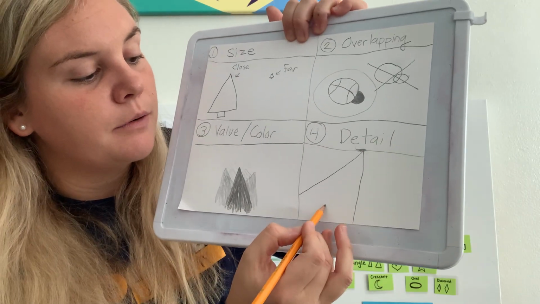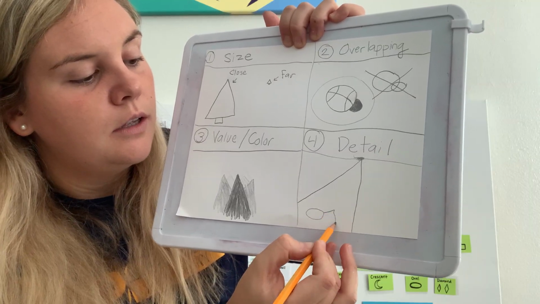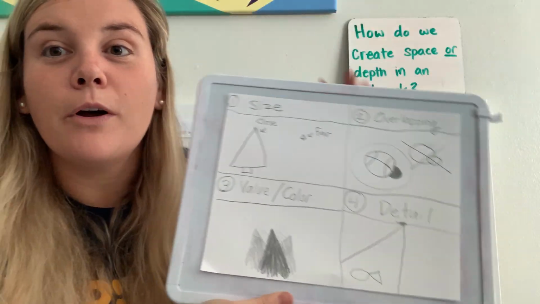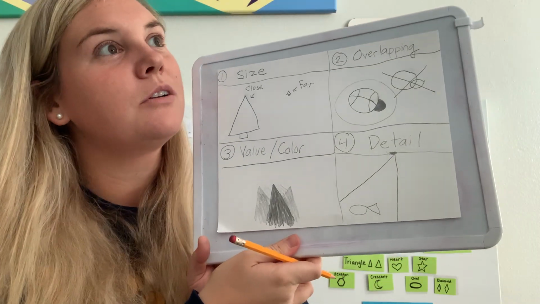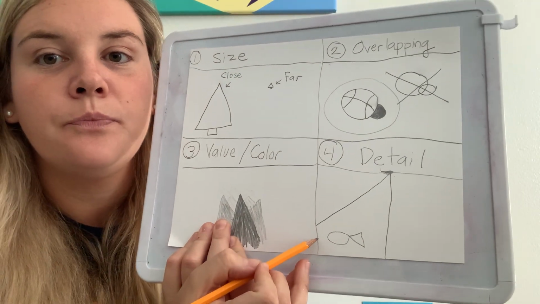In the front of our river, we're going to have a fish. You can draw a fish by just drawing an oval and a triangle. Very easy fish, okay? Now, what are some details I want you to think? What are some details that we could see on a fish that's way, way, way up close to us?